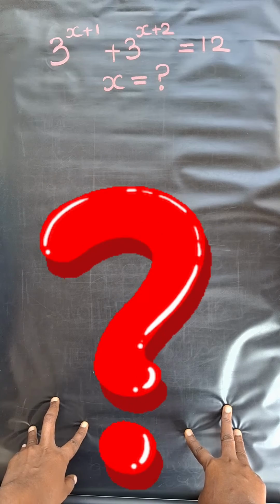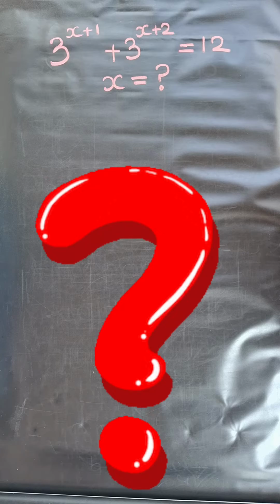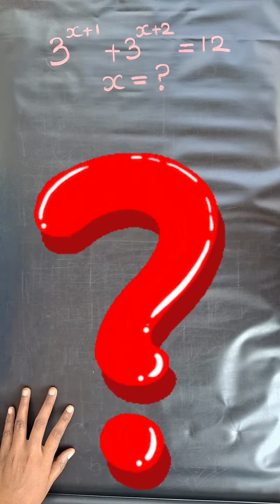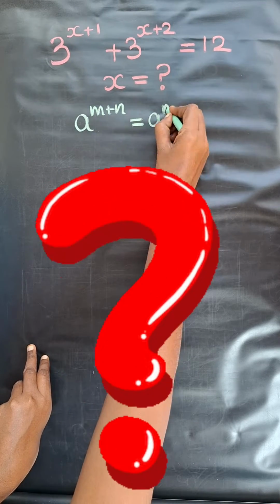3 raised to the power x plus 1 plus 3 raised to the power x plus 2 equals 12. We are going to find the value of x now. We are going to apply the law of exponents now.